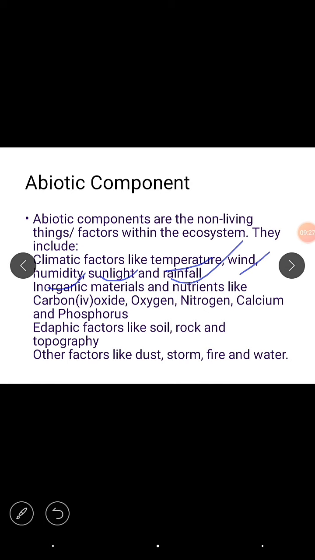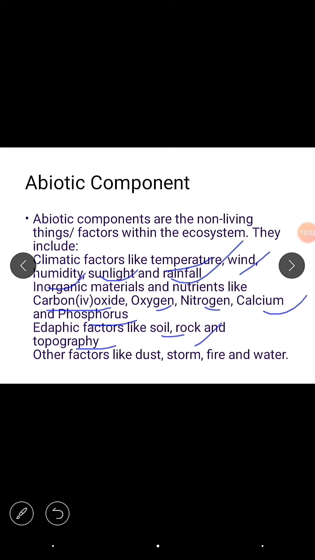You also have the inorganic materials and nutrients like carbon dioxide, oxygen, nitrogen, calcium, phosphorus. And then you also have the edaphic factors like the soil factor, the rock, and the topography, okay. The topography is talking about the shape of the earth. So you have the rock, the soil, and so on. Then other factors include dust storm, fire and water. All these are also abiotic components.